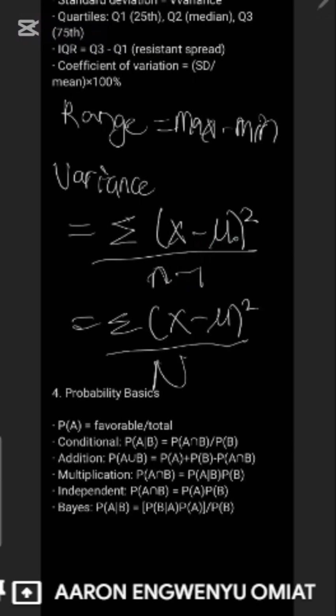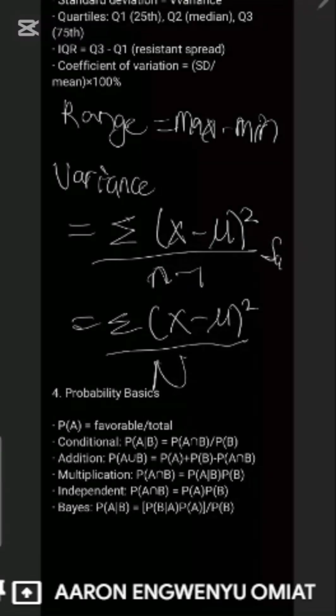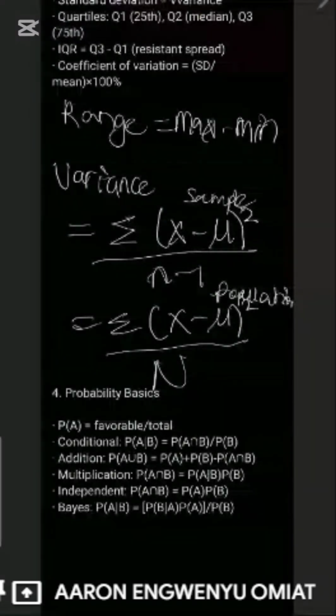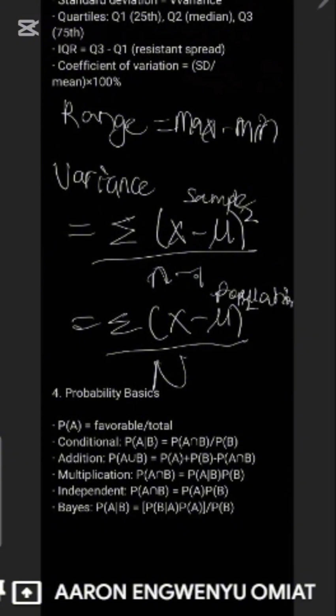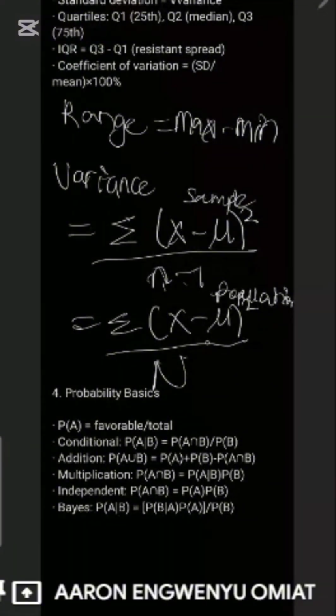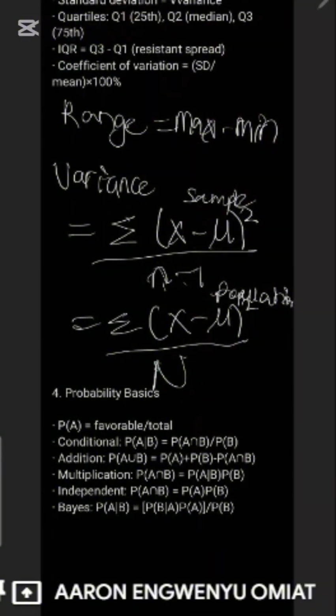So take note of this: the first case is the sample and this is the population. For a sample, we divide by n minus 1 as a correction because we are working with a small data set. If you remember sources of errors, n minus 1 is a correction. Here, because we are using the actual population, we divide by N.